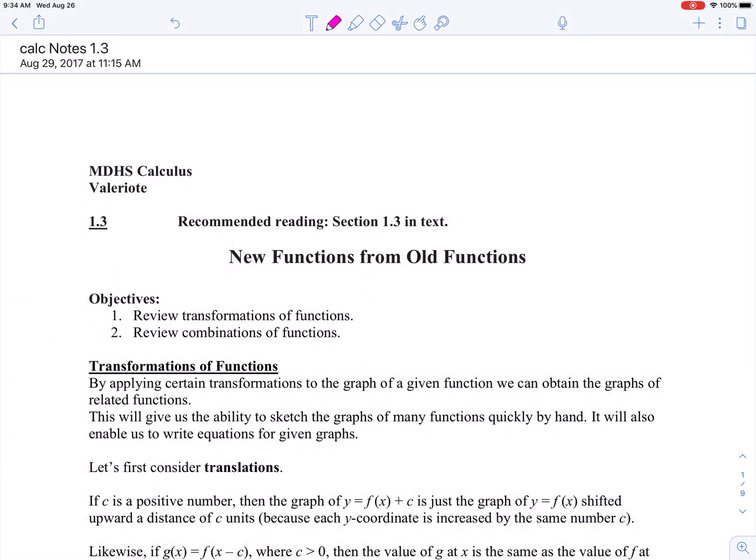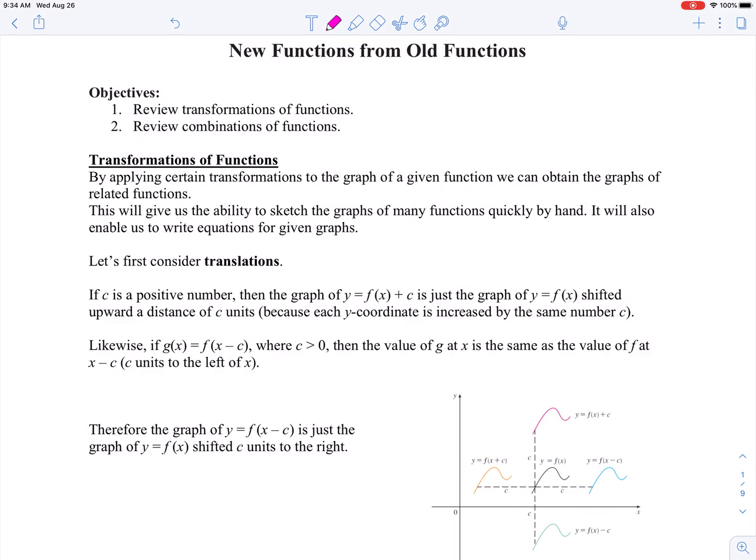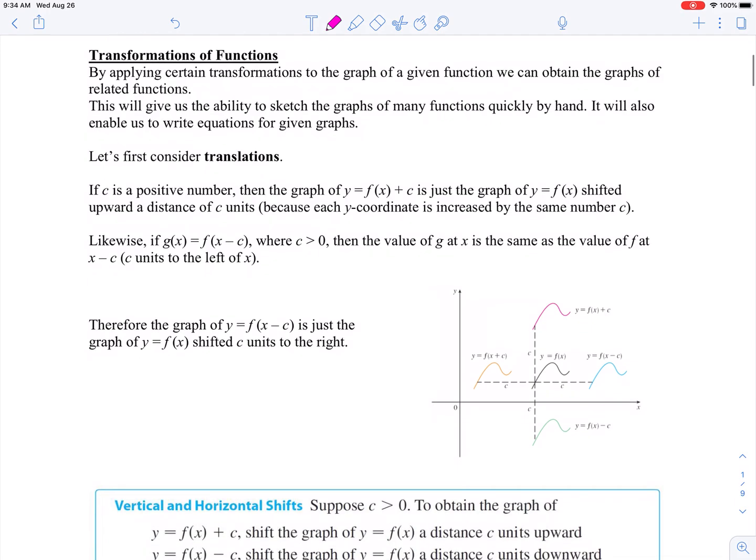All right, welcome to section 1.3, new functions from old functions. So again, some more review from your algebra and pre-calculus classes. Let's see, so transformations of functions. So transformations, if you remember, that's shifting, right? So you can shift a graph up, down, left, or right.